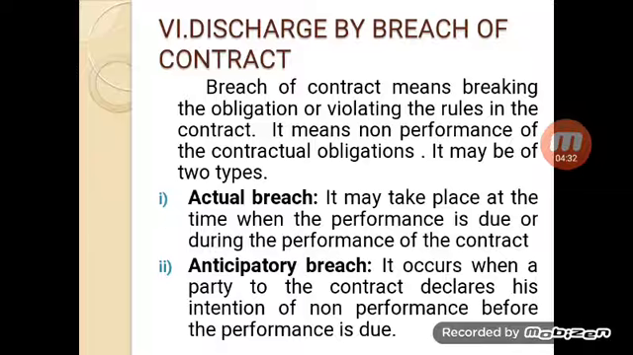Actual breach may take place at the time when the performance is due or during the performance of the contract. If you are saying that you are not going to perform when you are supposed to perform, then it is called actual breach. Anticipatory breach is when you declare your non-performance well in advance. It occurs when a party to the contract declares the intention of non-performance before the performance is due. This is called discharge by breach of contract, actual and anticipatory.